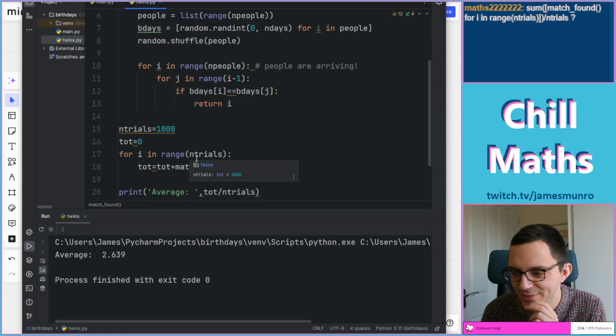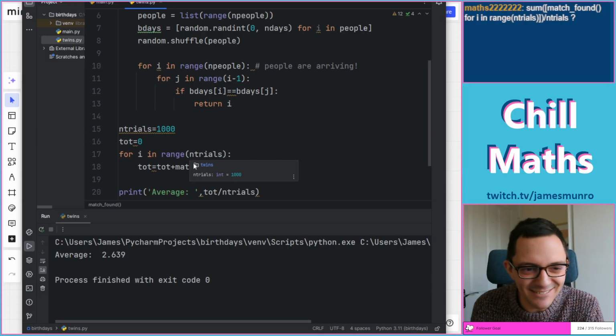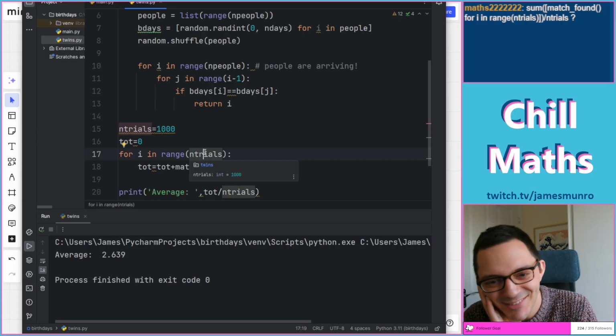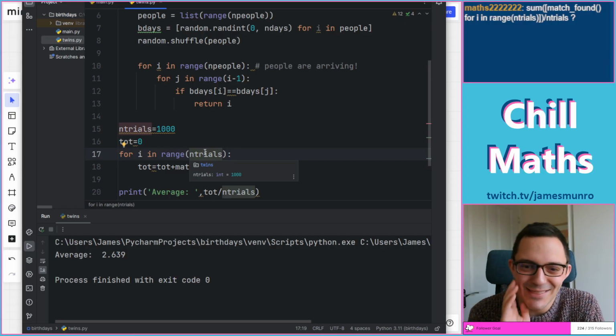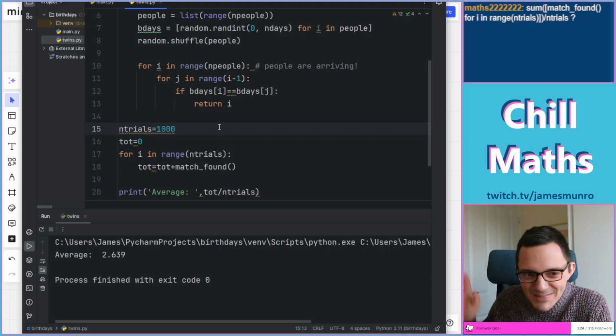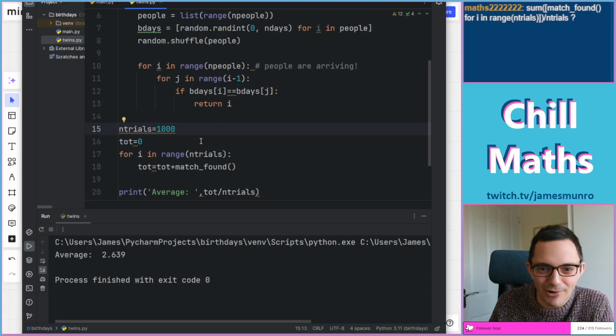Yeah, sum the match found for iron. Okay, fine. Call it inline. It's a list comprehension thing, and then sum it afterwards. I will learn Python at some point, just by mostly maths222 in chat telling me how to do things in Python. My code's working, sort of, except it's obviously wrong and not working.